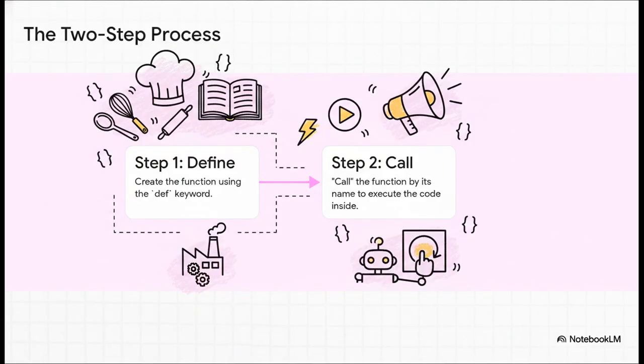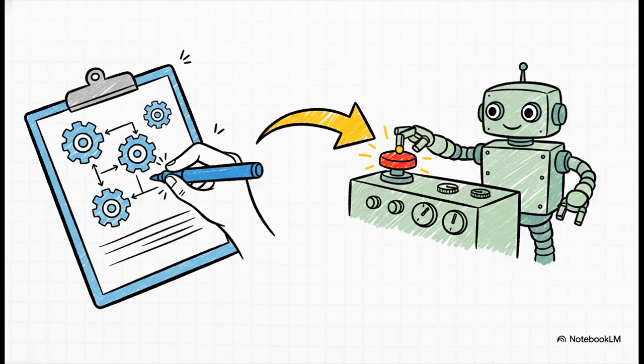And honestly, it all boils down to just two simple steps. First, you define the recipe. In Python, we do that with the special keyword def. Second, you use the recipe. We call this calling the function, and you just do it by using its name. That's really it. You define it, then you call it. Simple as that.